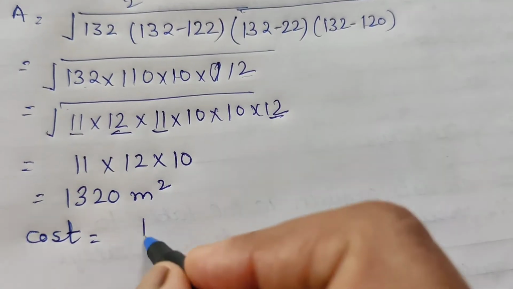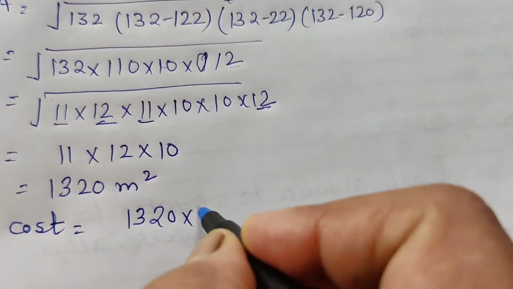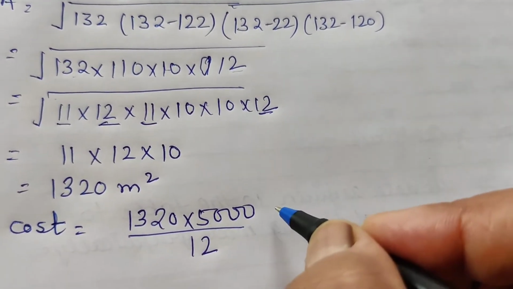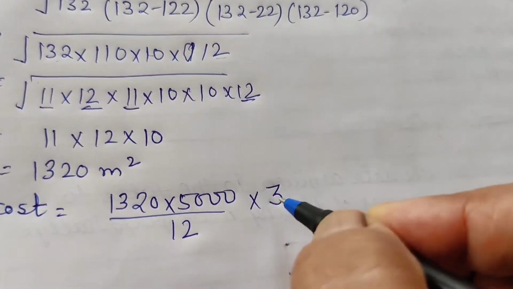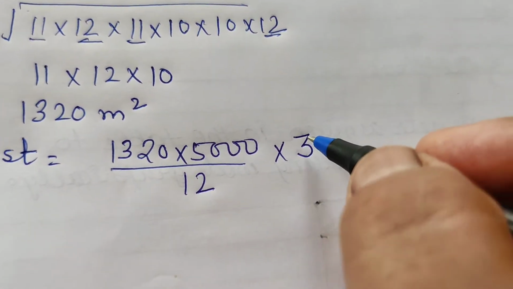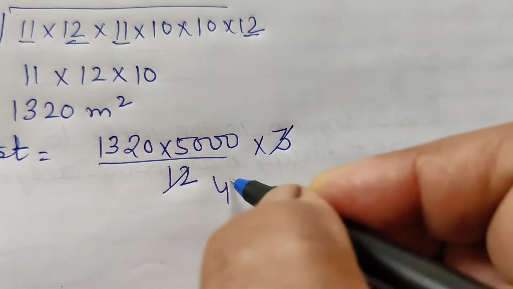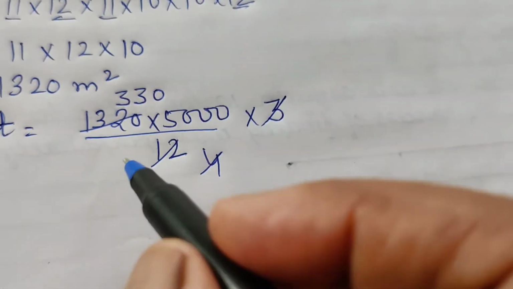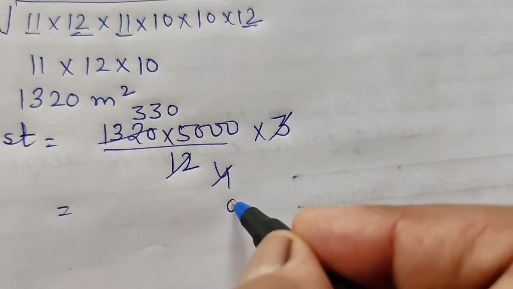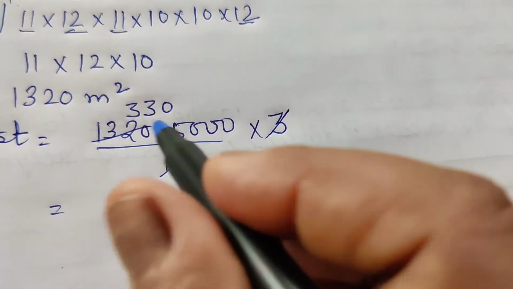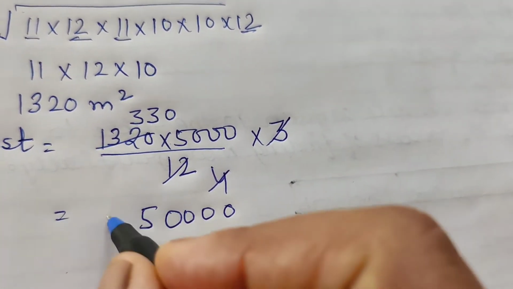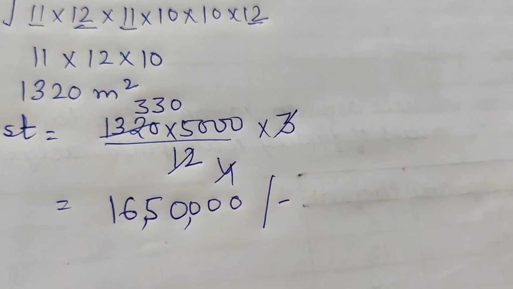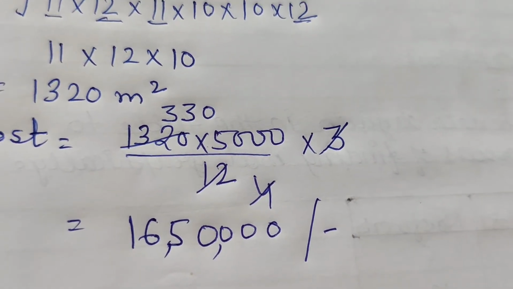Now we have to find the cost of advertisement. Per meter square is rupees 5,000 per year, which means divided by 12. And we have to find it for 3 months, so we have to multiply it by 3. 3 4s are 12, cancel. 4 3s are 12. 1320 multiplied by 5,000, then 33 into 5 is 165, so 1,65,000 rupees is the cost of advertisement.